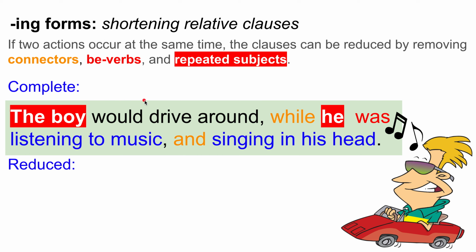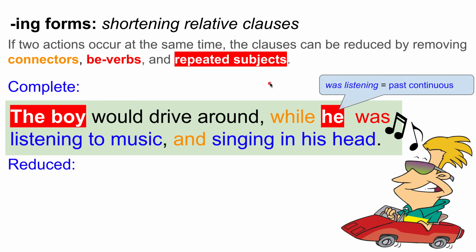The boy would drive around while he was listening to music and singing in his head. Of course, I have was listening, it's the past continuous. But more importantly, I have three actions occurring at the same time. What are they? Driving around, listening to music, singing in his head. So, I have three actions occurring at the same time, and I can reduce this.